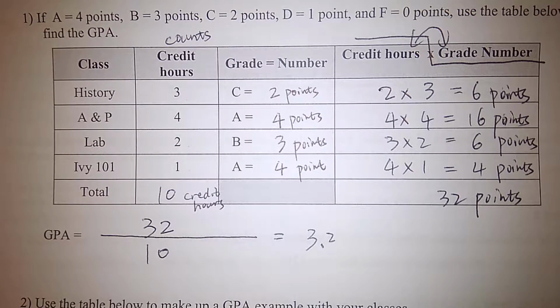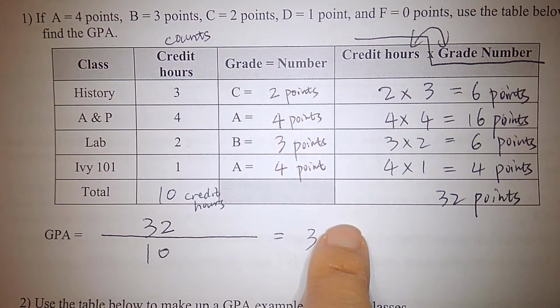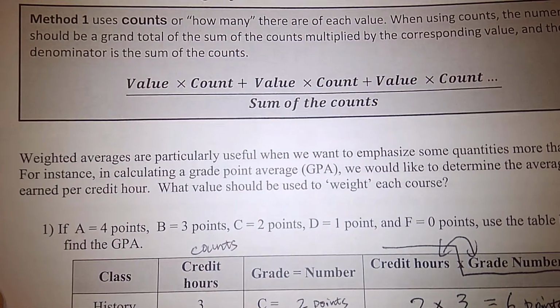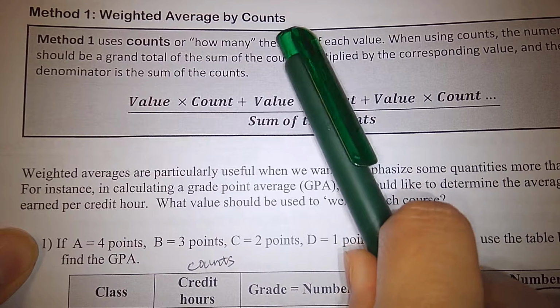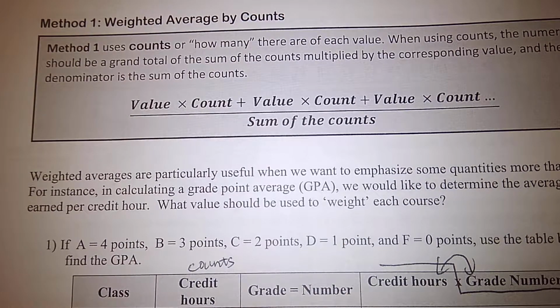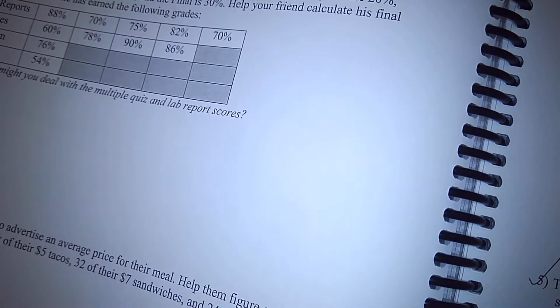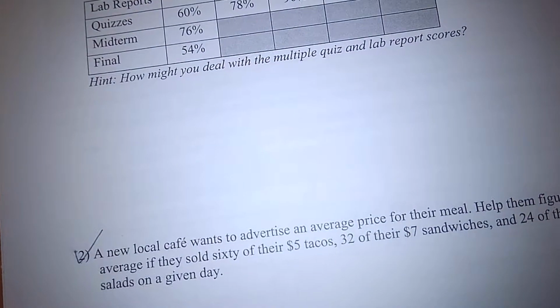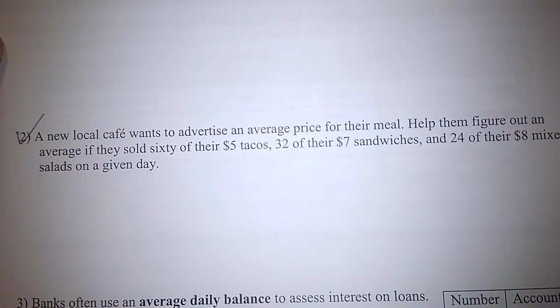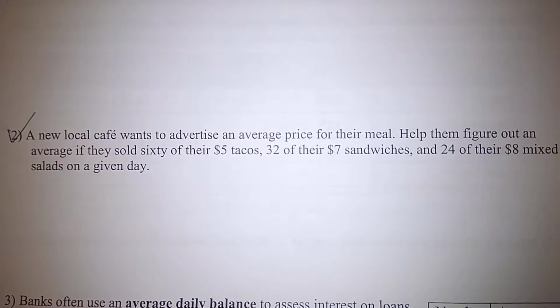Okay, so this is a GPA problem using method 1, okay? We did average by counts. So that's good, everybody? All right, now let's practice one more question still using this method 1. Let's turn to page 64, guys. Page 64. Question 2. I'm going to ask one of you to read the question for us. Okay?